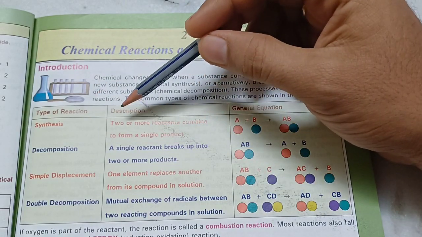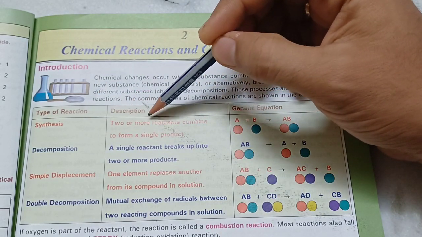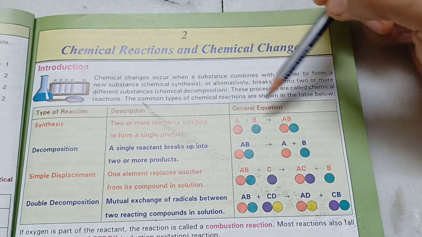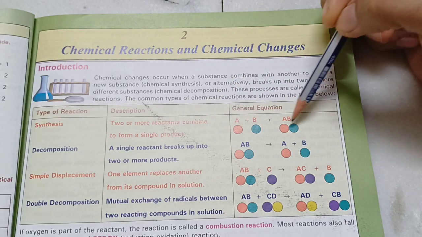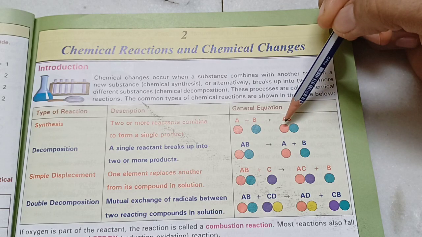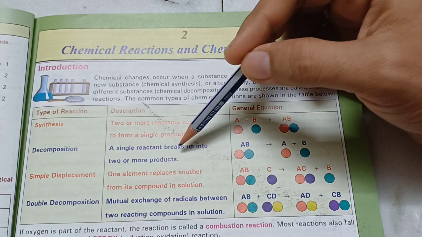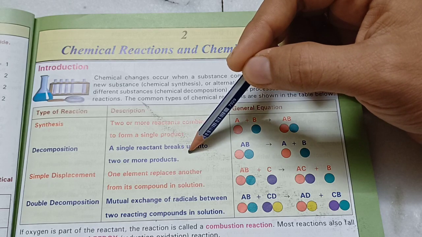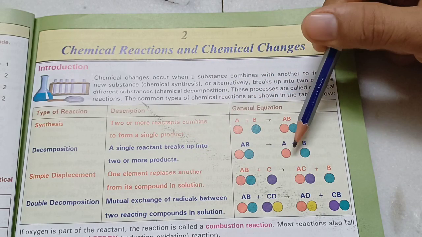Synthesis. Well, when two or more reactants combine to form a single product, a new bond is formed. Decomposition is the opposite: breakup. A single reactant breaks up into two or more products. Now, those products can be elements or compounds or both.